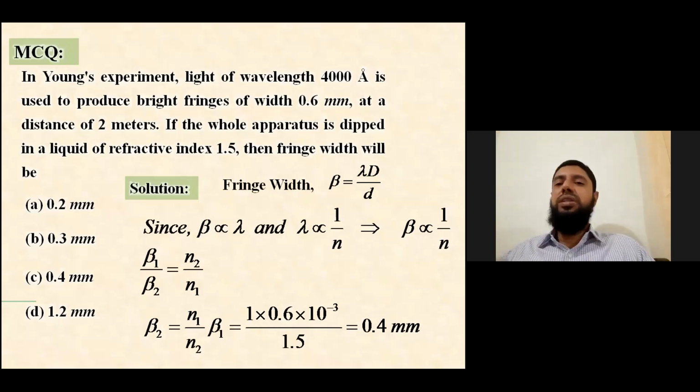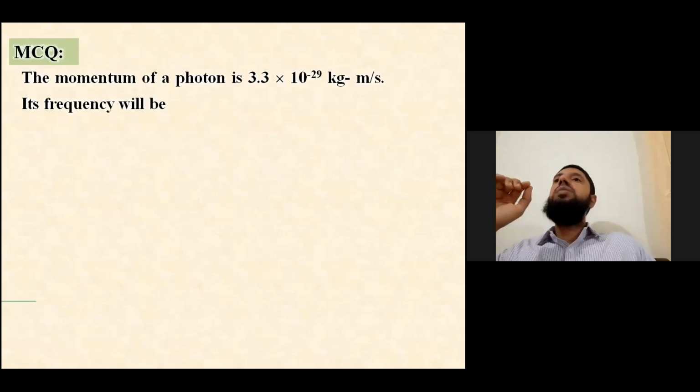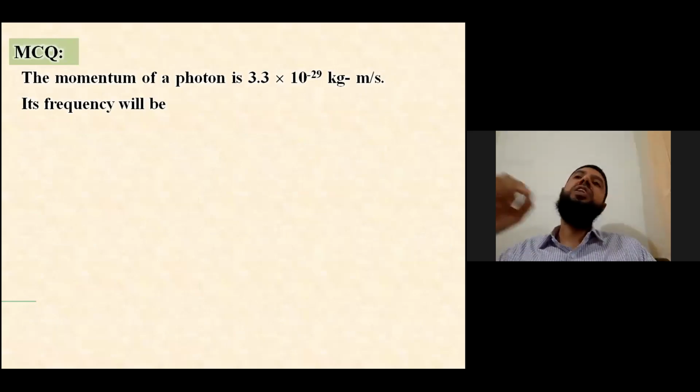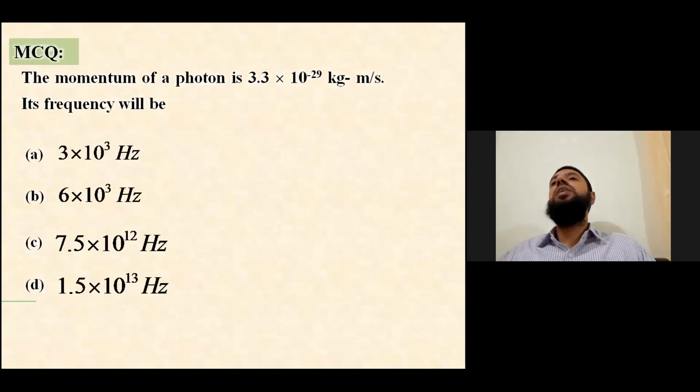ಒನ್ ಮೋರ್, ಜಸ್ಟ್ ಲಾಸ್ಟ್ ಒಂದು MCQ ಅನ್ನು ನೋಡೋಣ. The momentum of a photon is 3.3 into 10 power minus 29 kg per second. Its frequency will be? ಇದನ್ನ dual nature topic ಇಂದ ತಗೊಂಡಿದ್ದೀನಿ. ಇಲ್ಲಿ ಒಂದು ಅಂಶವನ್ನು ನೀವು ಗಮನಿಸಬಹುದು. ಇಲ್ಲಿ ಆಪ್ಷನ್ಸ್ ಅನ್ನು ಅಬ್ಸರ್ವ್ ಮಾಡಿ. ಕೆಲವು ಕಡೆ 10 power 3 ಇದೆ, ಇನ್ನೊಂದು 10 power 3 ಇದೆ, ಇನ್ನೊಂದು 10 power 12 ಇದೆ, ಇನ್ನೊಂದು 10 power 13.